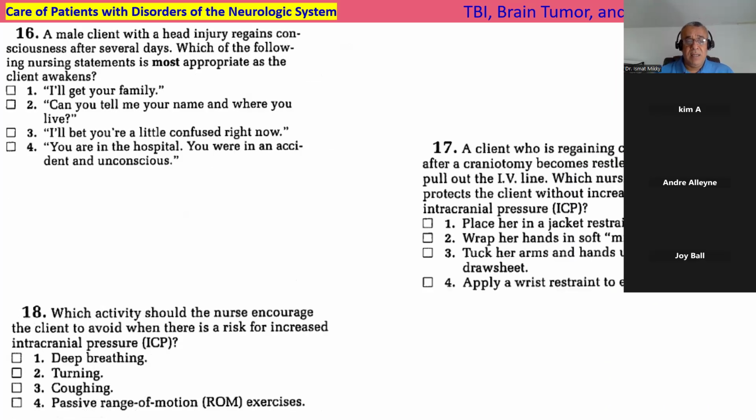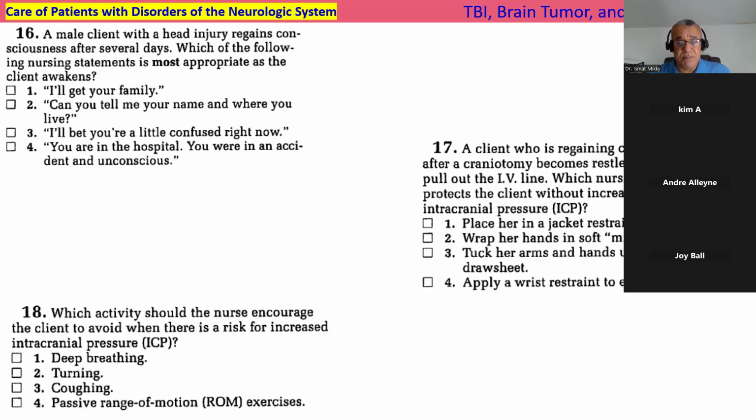Okay, 16. A male client with a head injury regains consciousness after several days. Which of the following nursing statements is most appropriate as the client awakens? Most appropriate is number 4.